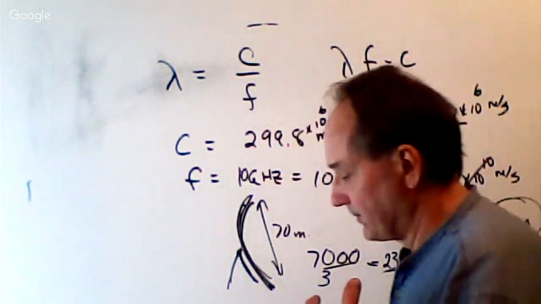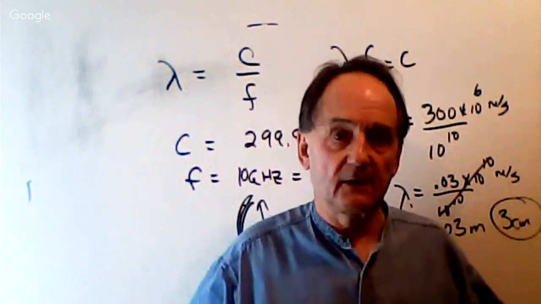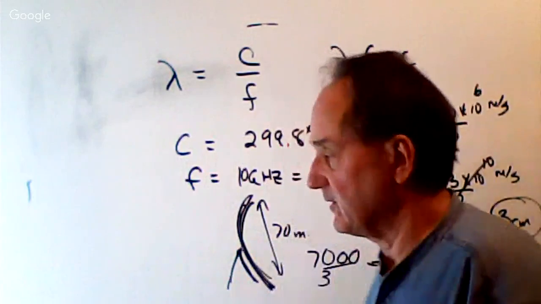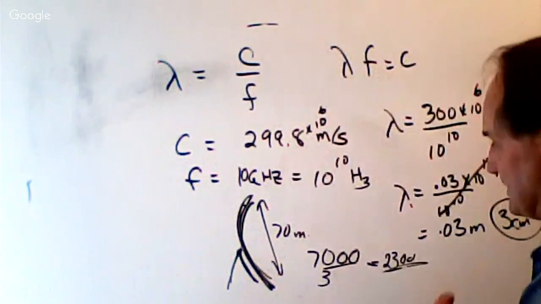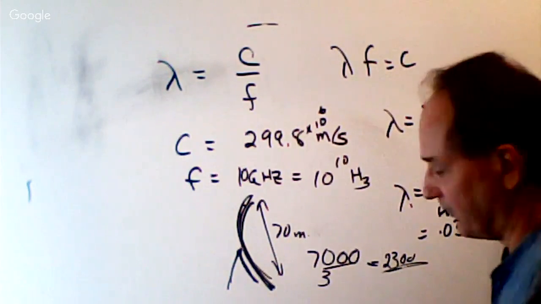So basically, you look at the size of an antenna with respect to the wavelength of the signal that you're using. The bigger the antenna is in terms of wavelengths, the more gain and the more directivity the antenna has in general. That's true of all antennas.